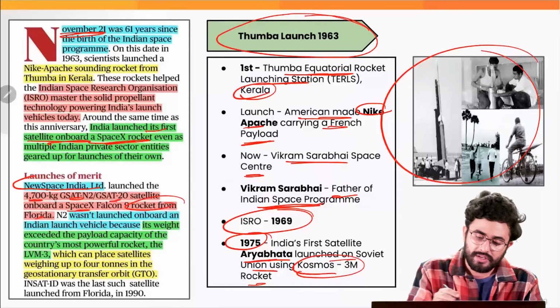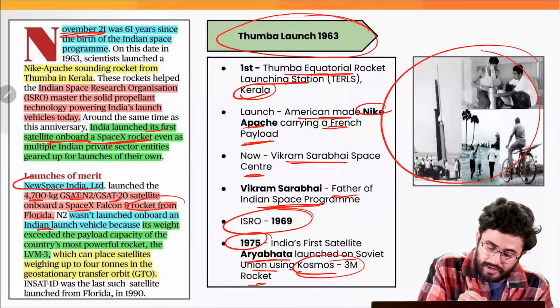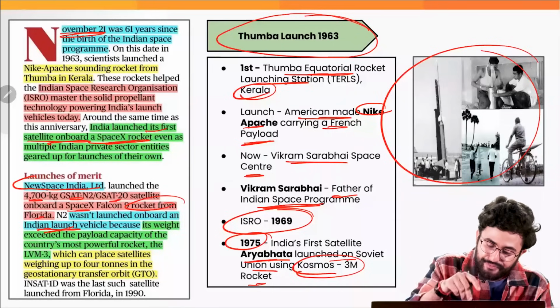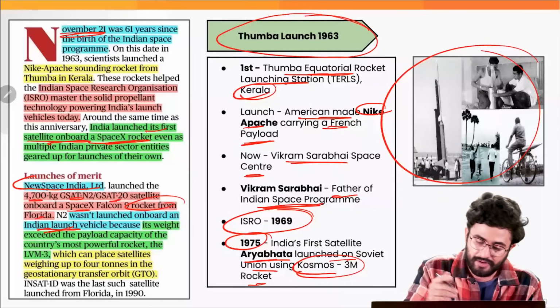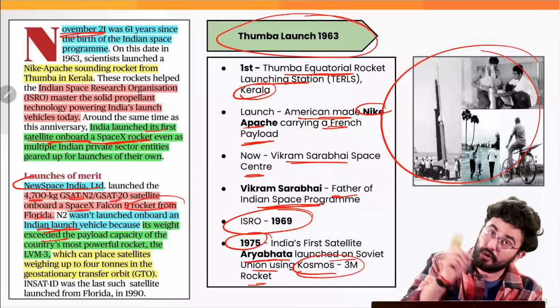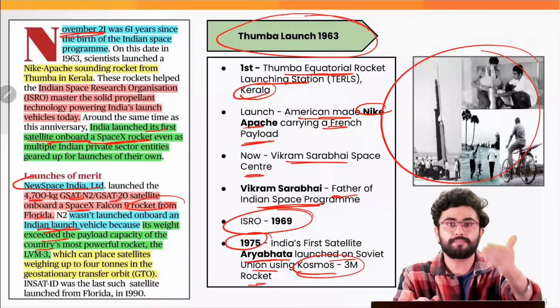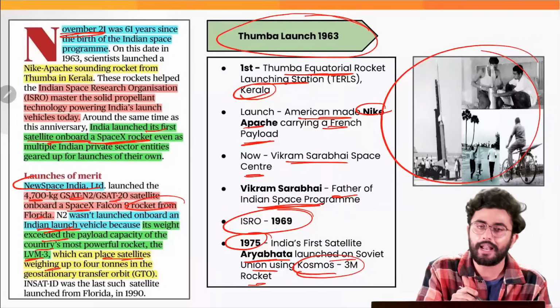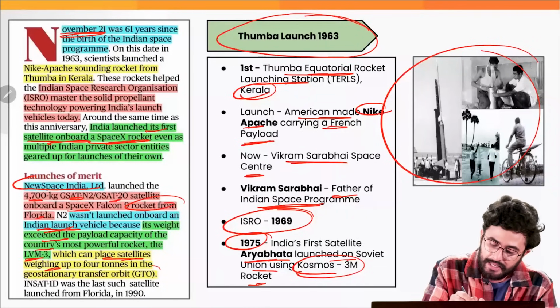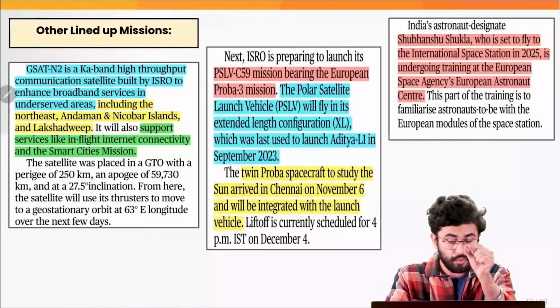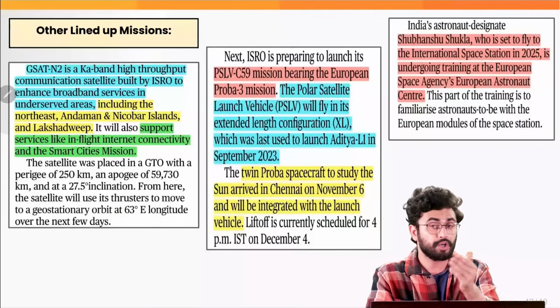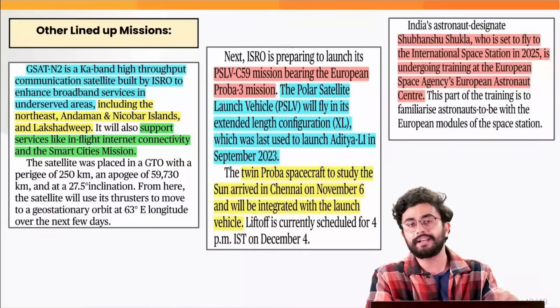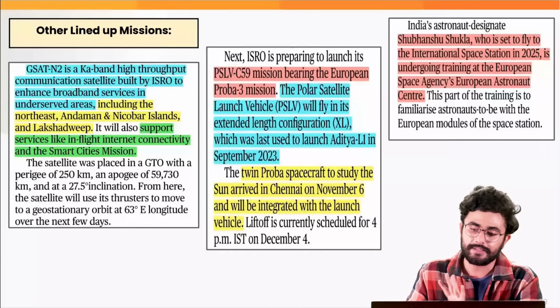Why was it launched abroad and not on an Indian launch vehicle? Because the weight of this satellite, that is 4,700 kg, exceeded the payload capacity of the country's most powerful rocket, LVM-3, which can place satellites weighing up to 4 tons in the geostationary transfer orbit. Note this down for your prelims examination, because we were unable to launch it on our rocket, and that's why we had to use SpaceX.